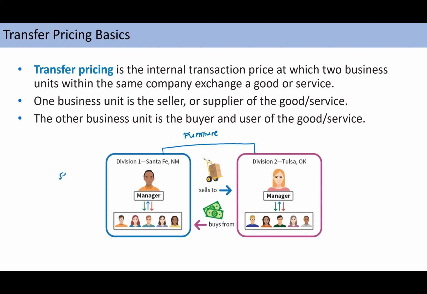So in this case, Division 1 is the selling unit and Division 2 is the buying unit. And an internal transaction is happening within the firm. Now, in this case, when Division 2 is buying from Division 1, the price they pay for the products is called the transfer price.